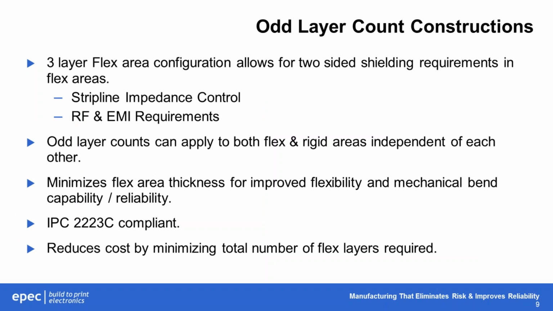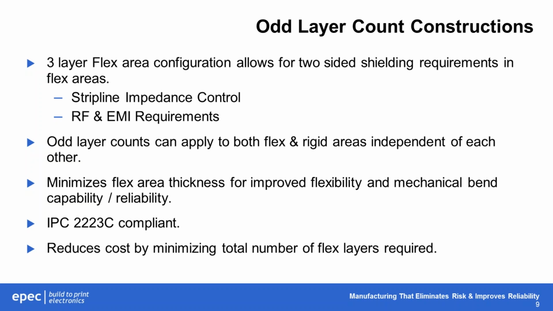So the applications for these layer counts, going back to the first 3-layer example: the primary application that we see is that this now allows for 2-sided shielding in the flex areas, primarily driven by strip line impedance control. There may be some RF and EMI considerations, but you can create that strip line impedance control configuration within the flex now. So you'll have your ground, signal, ground construction within the 3 layers of flex.